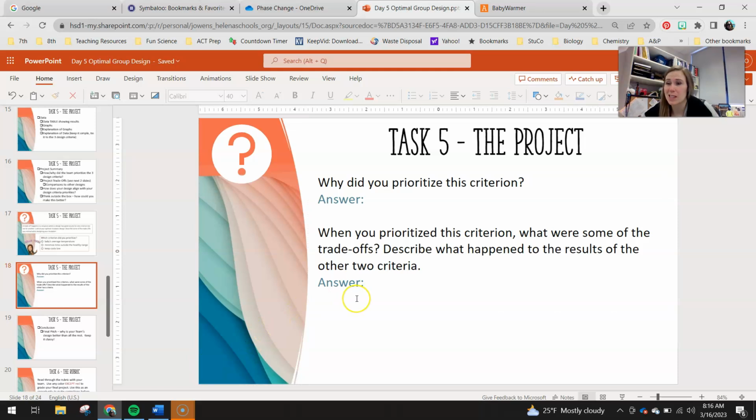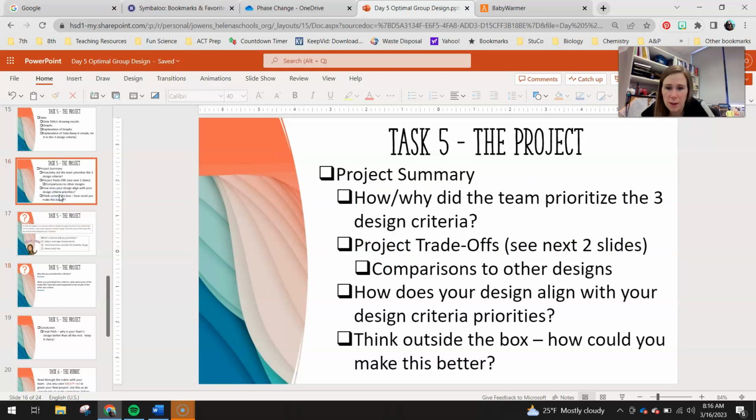Like I said, if your cost was bad, then maybe you're going to explain why that's okay. So when you prioritize this criterion, what were some trade-offs? You might talk about the cost or whatever it might be. Yours might be different. Describe what happened to the results of the other 2 criteria. Does that mean you had a higher cost, maybe a higher time outside of the healthy range? Just use that to frame how you're going to talk about how you justified why this design is the best. Okay, those are your trade-offs.